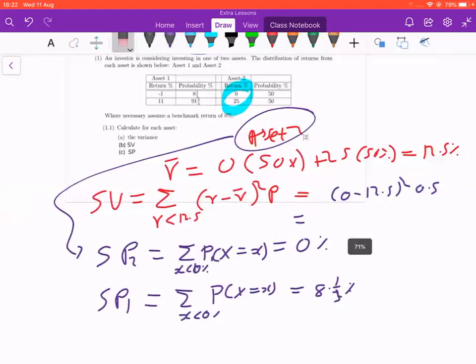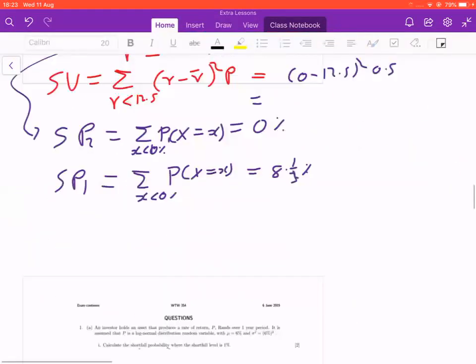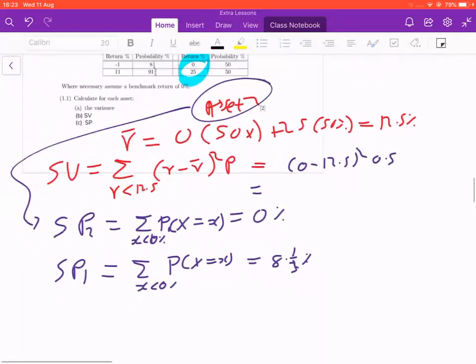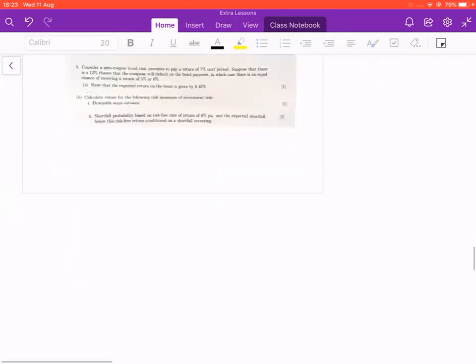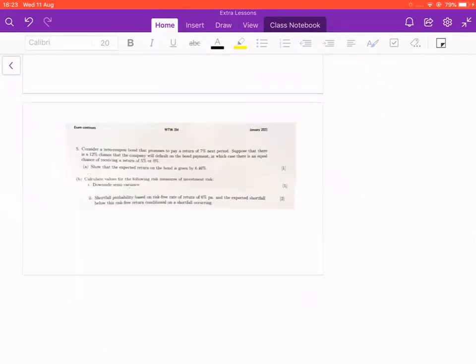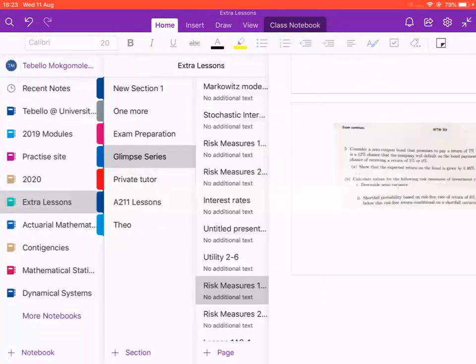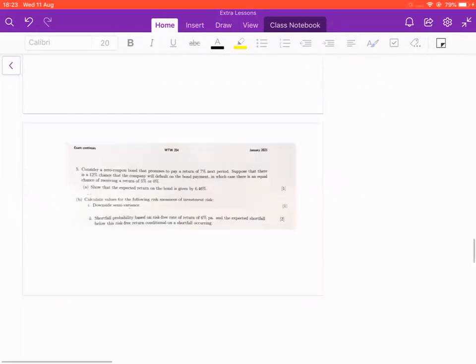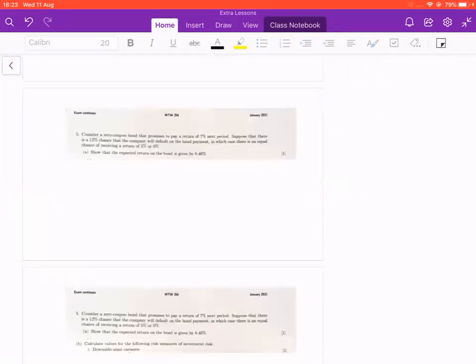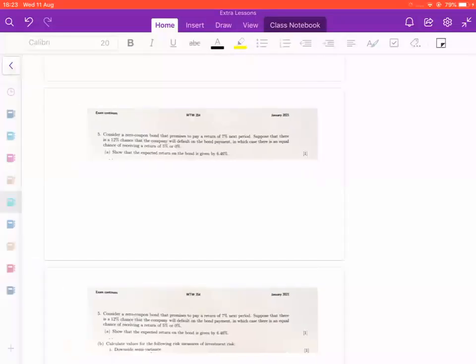I will move on now. I think these things are not that difficult. We can try to do them. There are more questions from last year's paper. Should I do last year's paper or should I move to the next section? Should I move to VaR or should I do one last question? Okay.